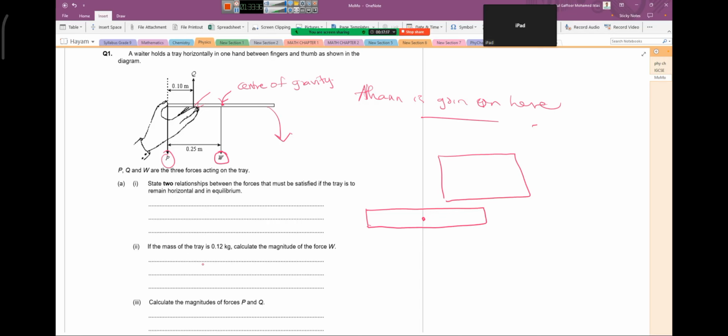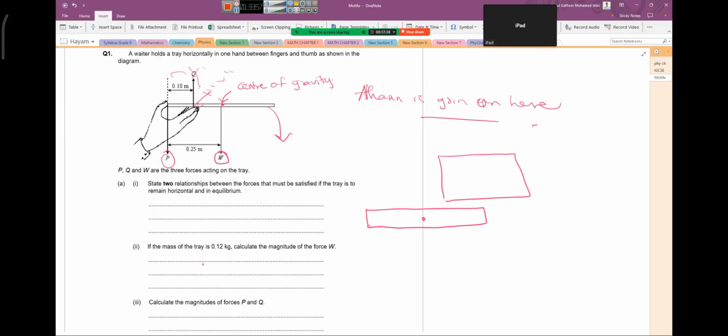Don't worry about this Q, because Q is acting on the pivot. What is the perpendicular distance? 0. There is no distance between the point and the pivot, so 0. So don't worry about this Q.